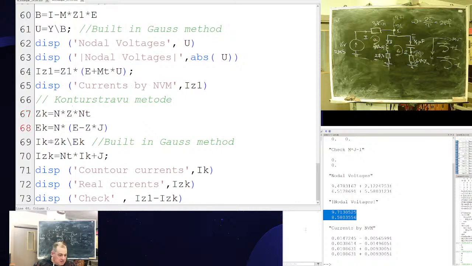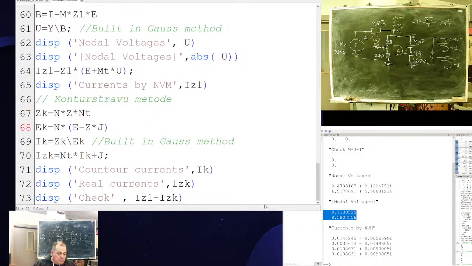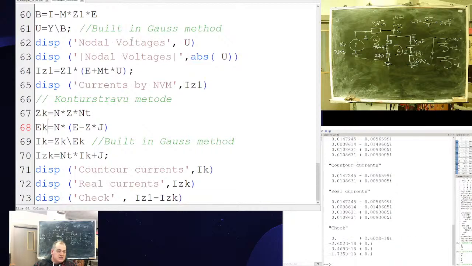All these are simple from the DC network. You see, it goes absolutely the same way. I need a result. Oh, look at this. Very nice. It's a difference between nodal voltage and contour solution. I can live with this.